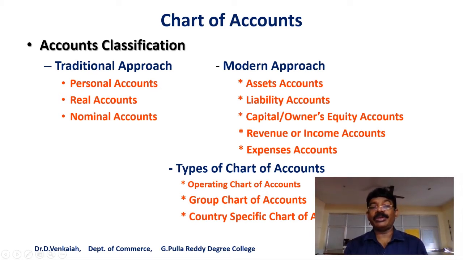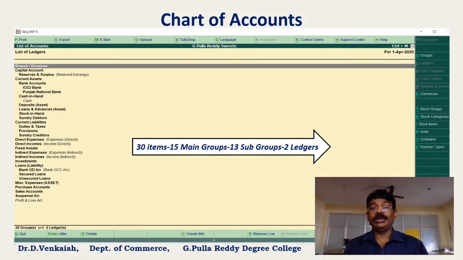Classification of accounts according to the traditional approach: personal, real and nominal. Modern approach: assets, liabilities, owner's equity, revenue, income, expenses. The types of charting of accounts are based on operation, based on groups, and based on country-specific. Look at Tally: by default it creates 28 groups. Whenever I install Tally on my computer, I will find all 28 groups automatically created by Tally.